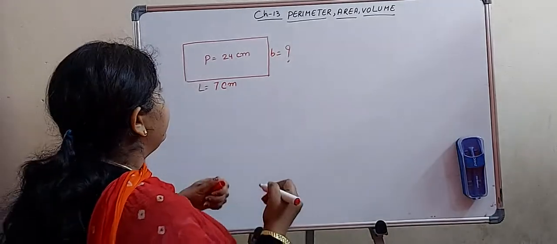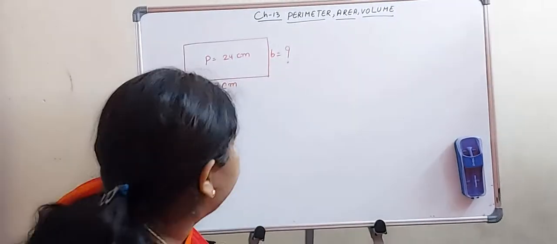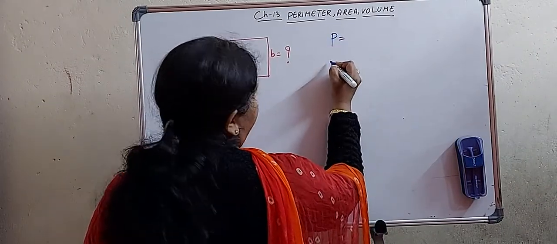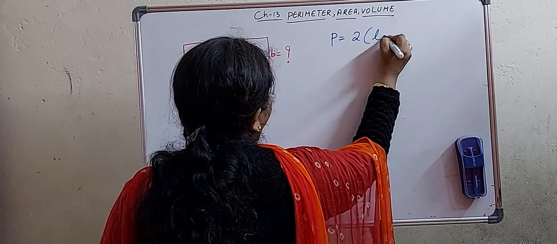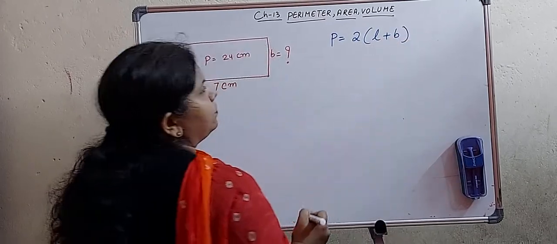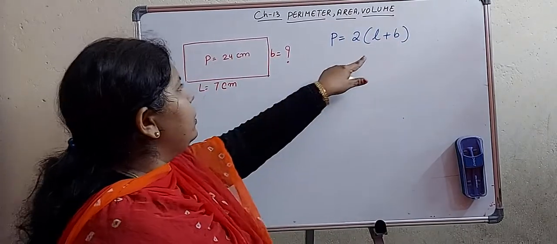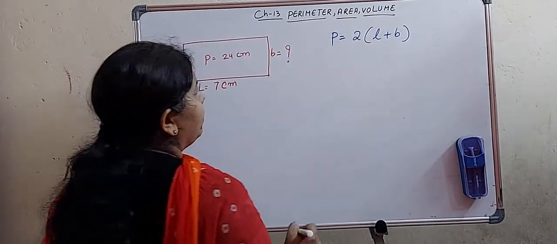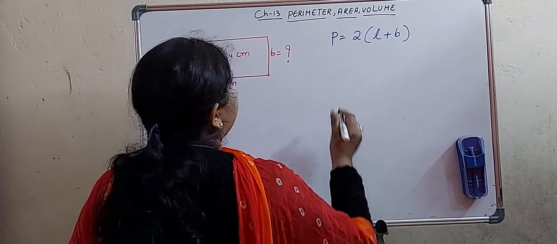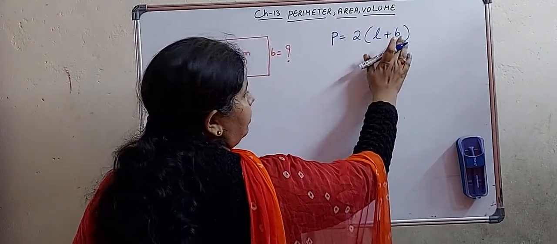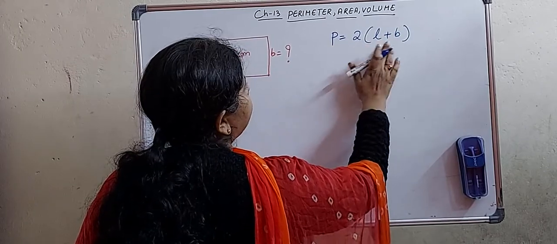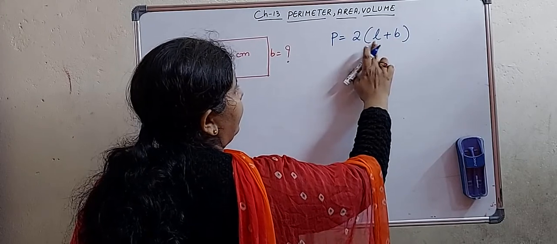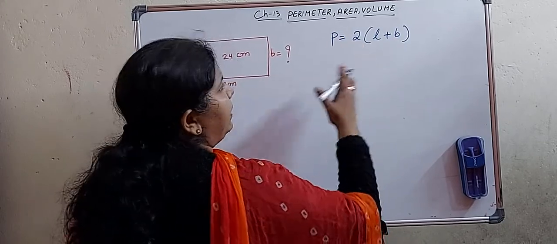The first thing we will do is write the formula of perimeter. So perimeter is equal to 2 into L plus B, where L is your length and B is your breadth. Now I have to separate only breadth. I want breadth. I have to separate all other items along with breadth. Along with breadth, what all do we have? Length, and also this 2. So we need to separate them one by one.